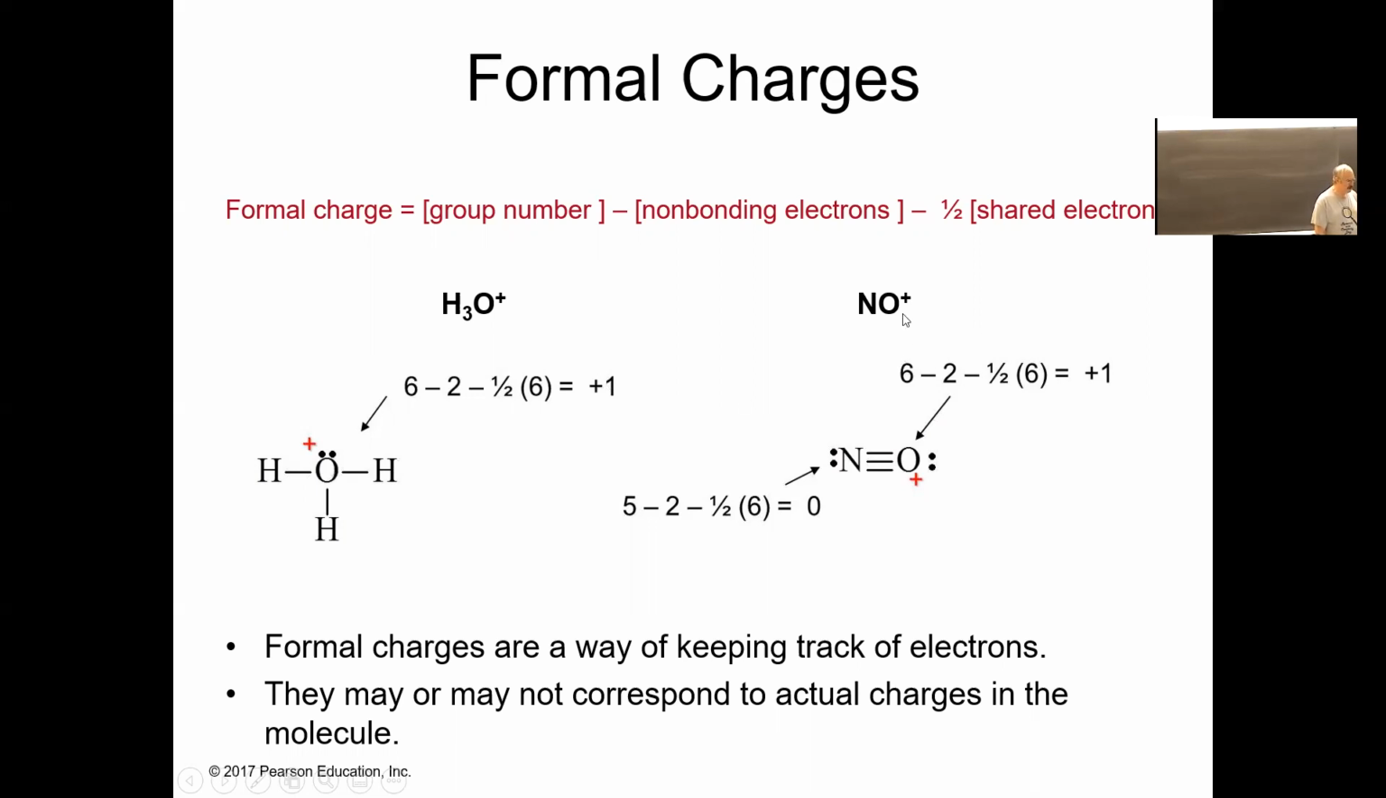For the NO+ ion, for oxygen, we subtract 2 for the number of unshared electrons, and then 3 for the number of bonds, and that gives us a charge of +1. For nitrogen, nitrogen has 3 bonds and 1 unshared pair, so 5 minus 2 minus 3 would be 0. The individual charges on the atoms have to add up to the overall charge on the ion, or if the molecule is neutral, they have to add up to 0.